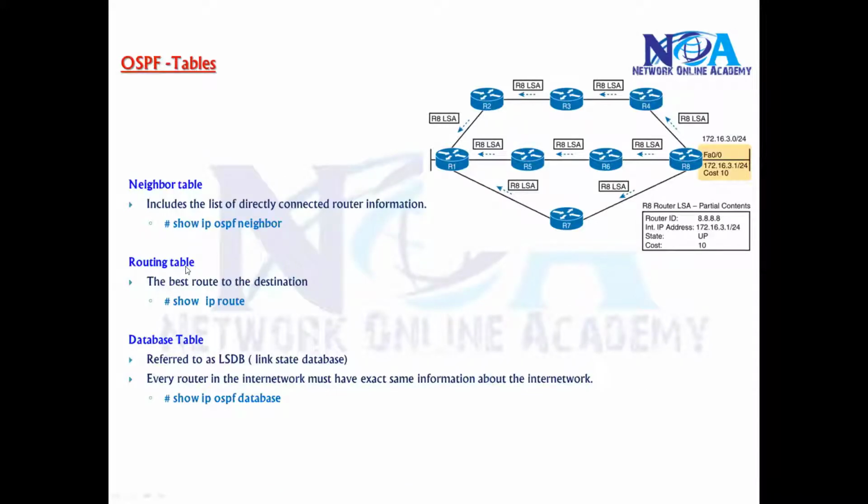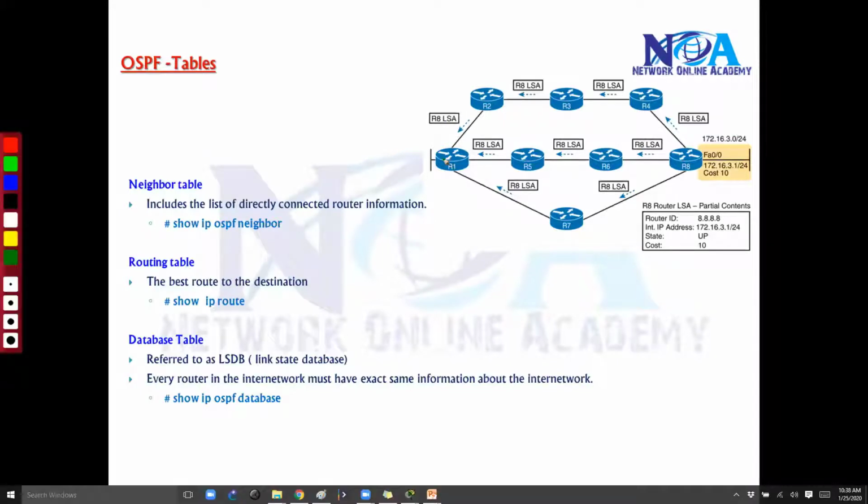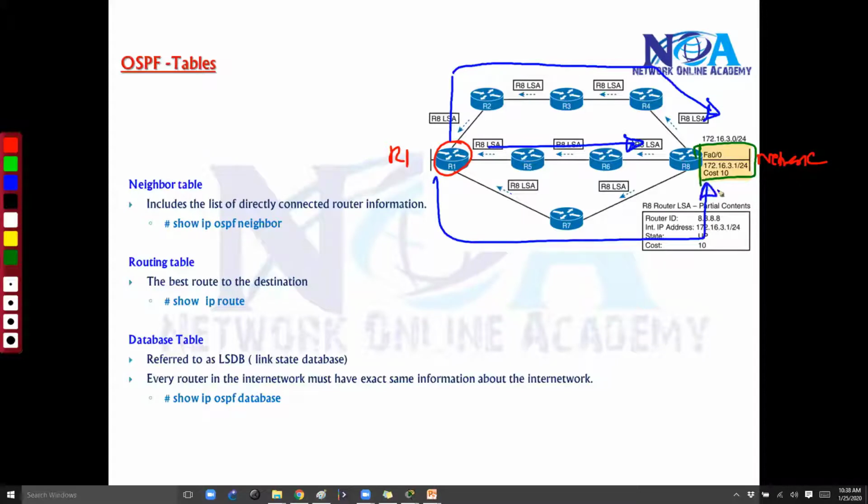Now, in a similar way, you can see the routing table. Now, the routing table contains the best route. Like in my case, let's say this is the network I want to go to. And from router 1 to reach this particular subnet, there are three possible routes. Here you can see this is one route, or you can go from the second route, or you can go from the third route.